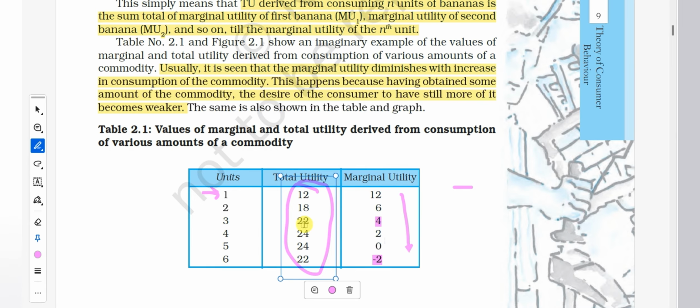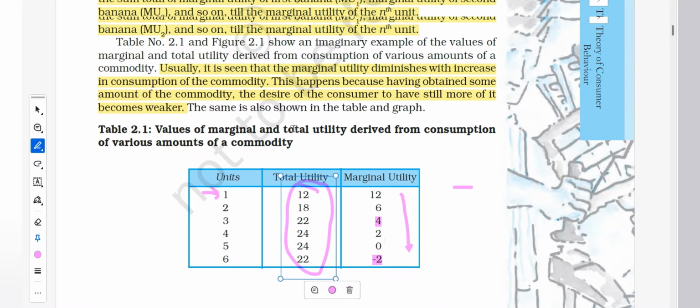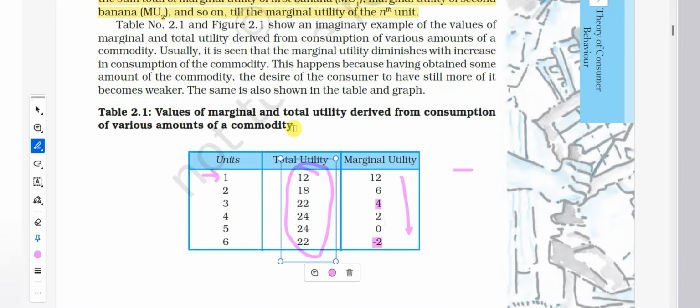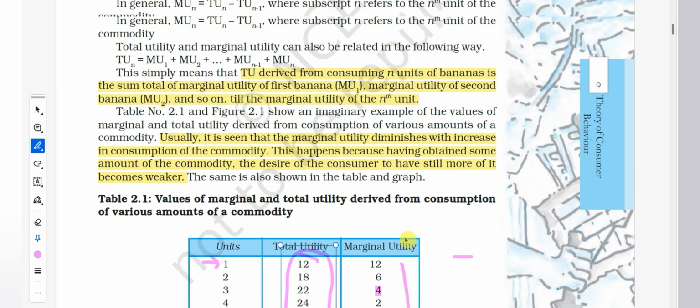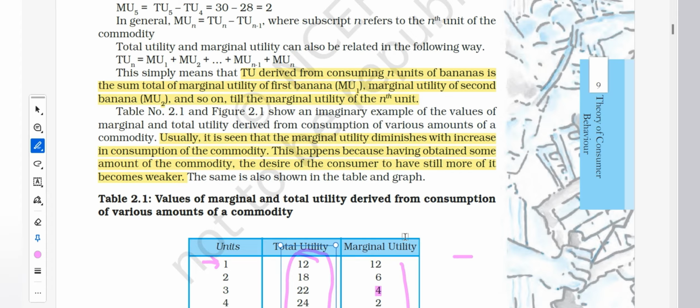Had it been increasing at an increasing rate, say from 12 to 18, a 6 unit difference, it should have been plus 7, plus 8, plus 9, plus 10. But it's decreasing, right? Thus, from all of this data, we understand that this sort of structure is being formed. This is the curve.